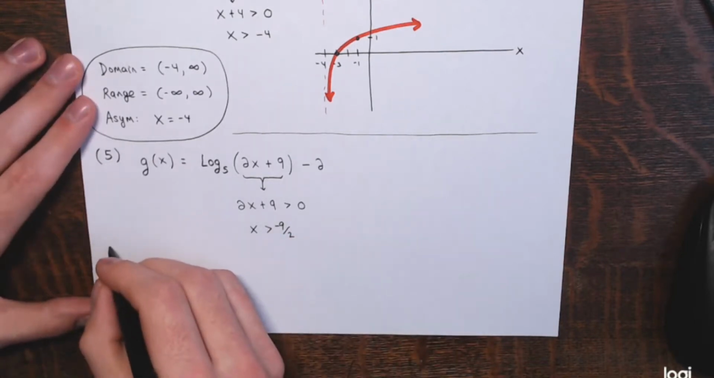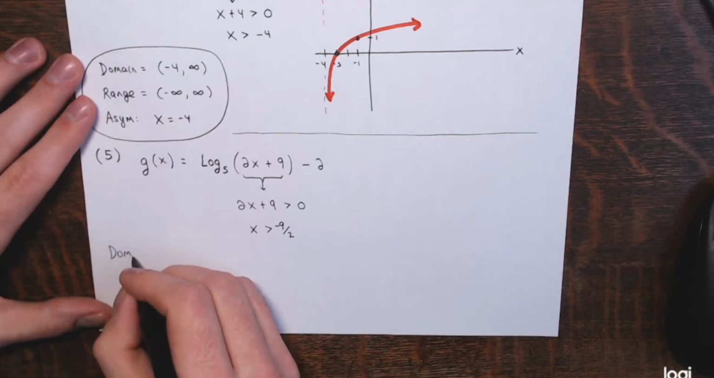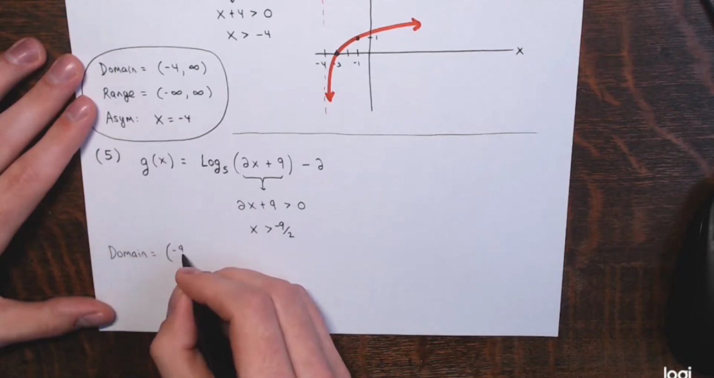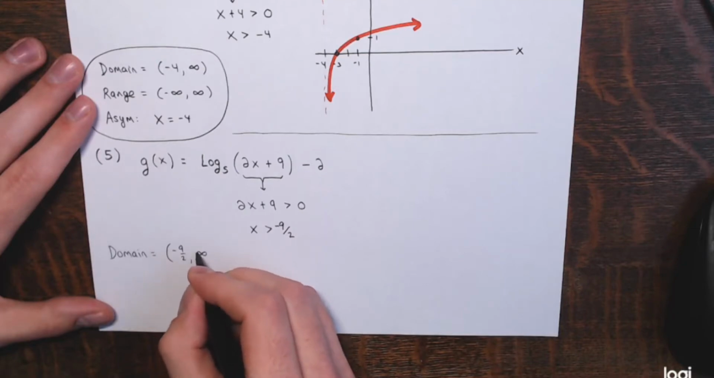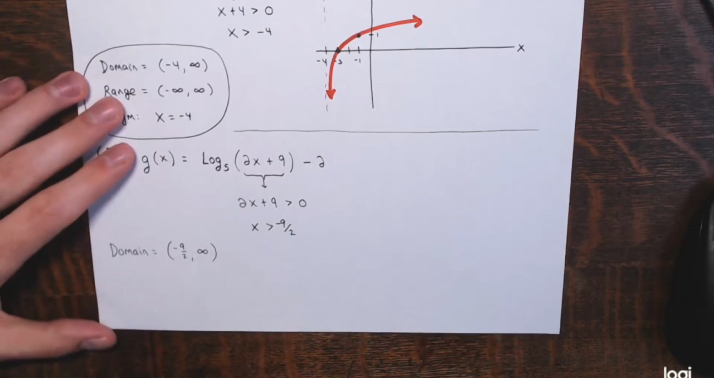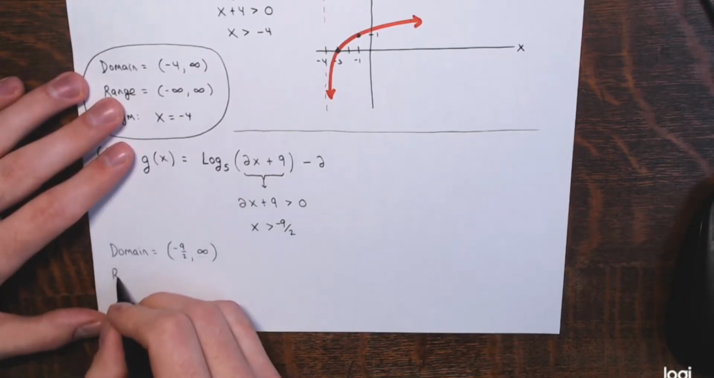So the domain of this function is everything from negative 9 halves to infinity. Again, not including negative 9 halves, all the numbers greater than negative 9 halves. The range is all real numbers.